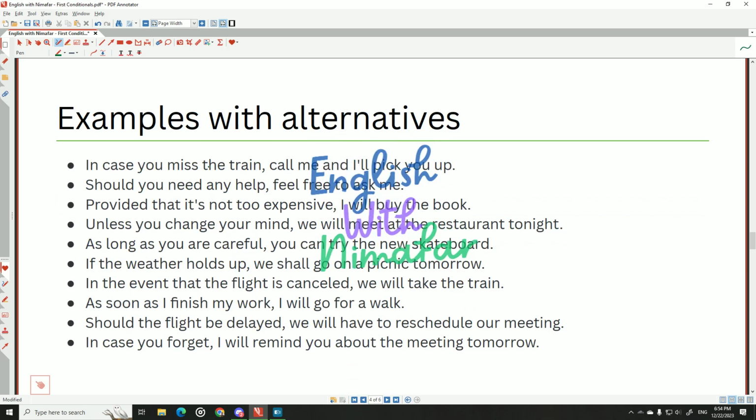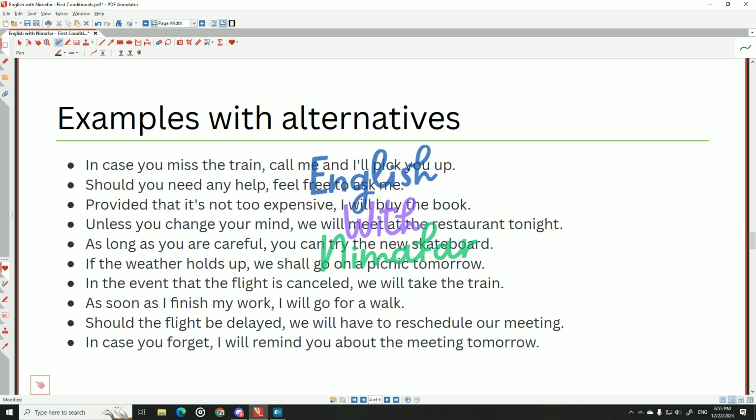In case you miss the train, call me and I'll pick you up. Should you need any help? This is the inversion. We can say, if you should need any help, feel free to ask me. Should you need means if you need. Should you need any help, feel free to ask me. Provided that it's not too expensive, I will buy the book. Unless you change your mind. If you don't change your mind, we will meet at the restaurant tonight. Or in the restaurant is better because we didn't mention the name.